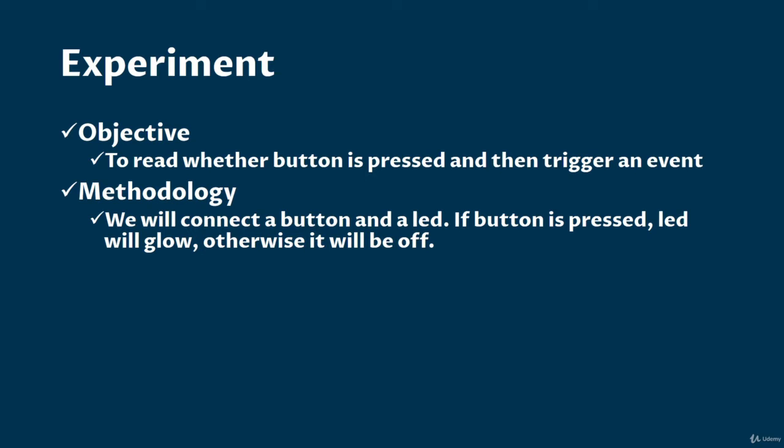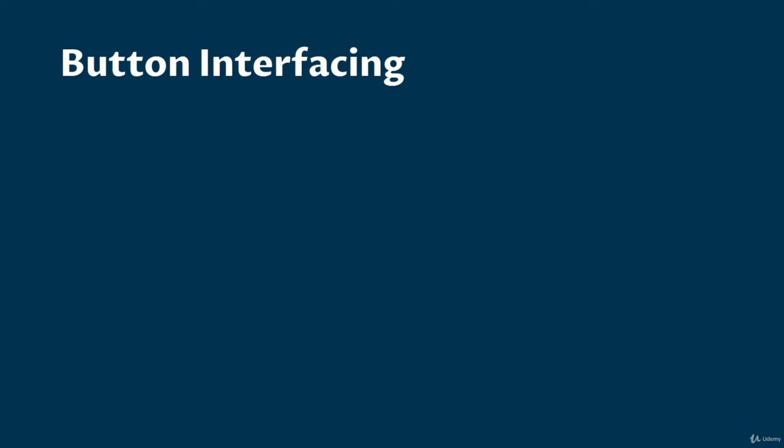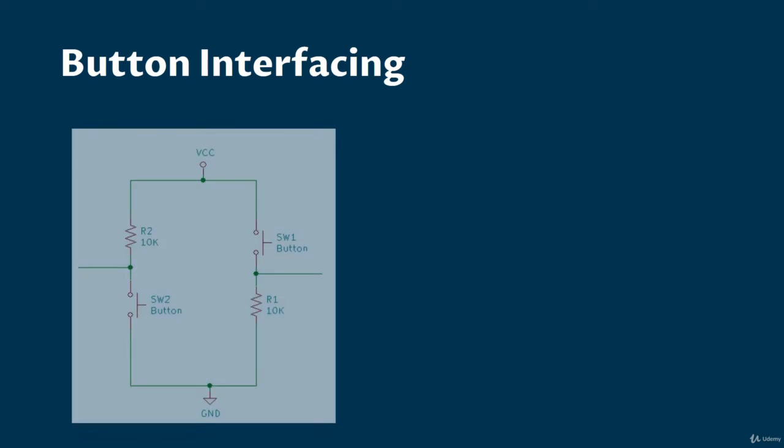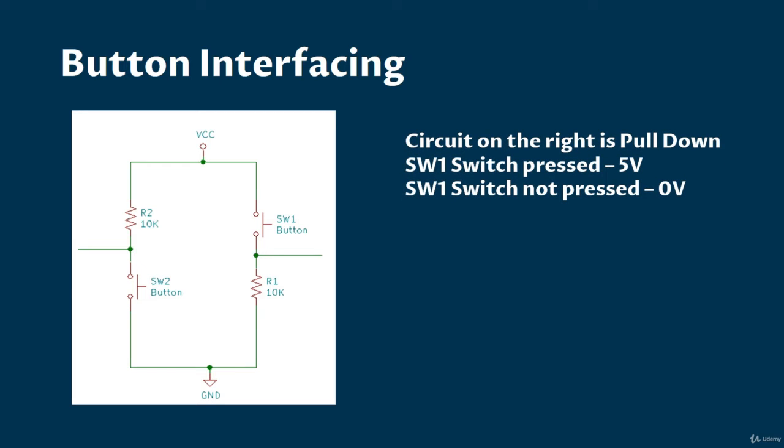Before telling you the circuit connections, I want to tell you how we can interface buttons with Arduino. There are two methods, pull up and pull down. See this circuit? In both the cases, I have taken output from resistor switch junction. The circuit on the right side is called pull down circuit. Here when switch 1 is pressed, we get a straight 5 volt, and when not pressed, we get 0 volt.